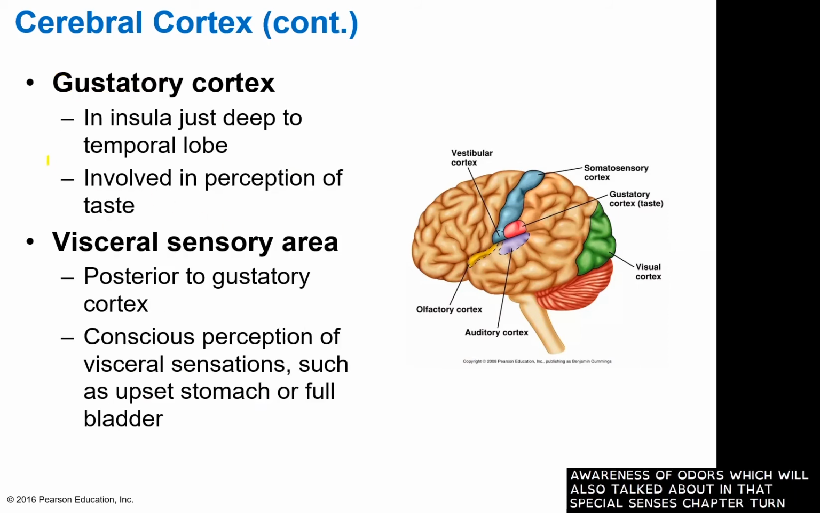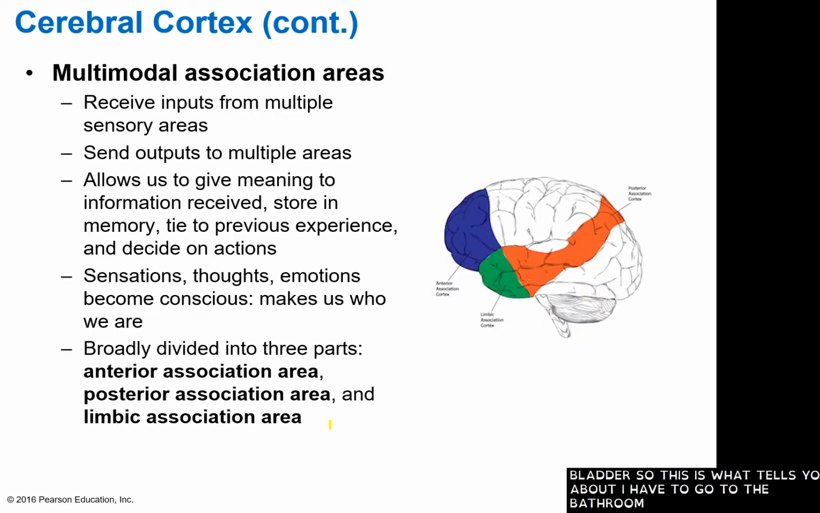So in gustatory, same thing here. This one is taste. So there's smell, taste, balance, vision, all part of our special senses. And then the visceral sensory area, this is for organs. So the conscious perceptions of sensations such as an upset stomach or full bladder. So this is what tells you, oh, I have to go to the bathroom.